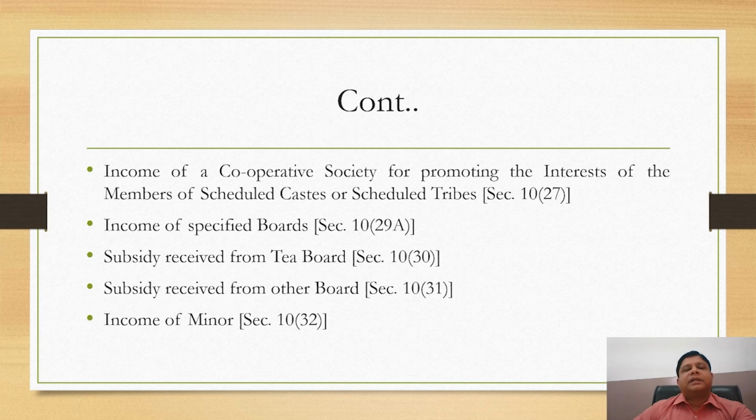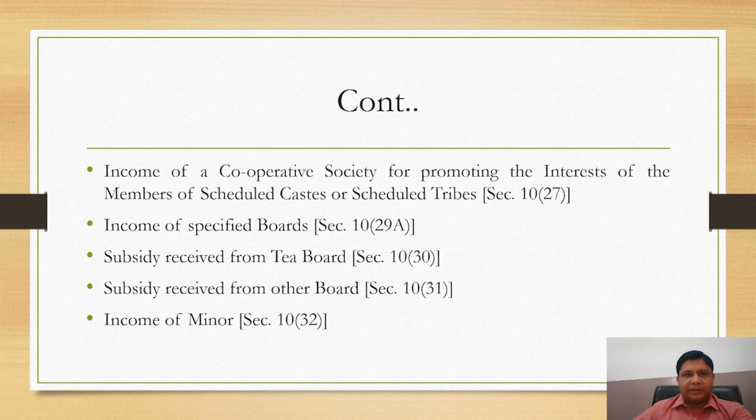Moving further, other incomes are: income of a cooperative society for promoting the interests of the members of scheduled castes or scheduled tribes; income of specified boards; subsidy received from the Tea Board, or any subsidy received from or through the Tea Board under any scheme for replantation or replacement of tea bushes or for consolidation of areas used for cultivation of tea, as the central government may specify, is exempted.